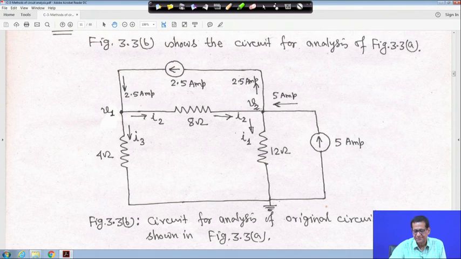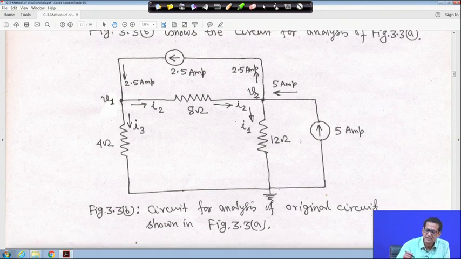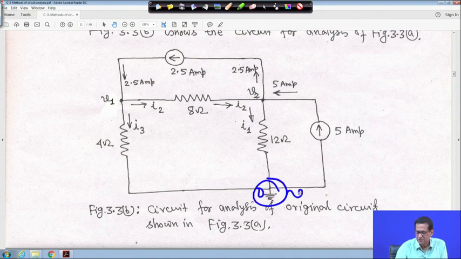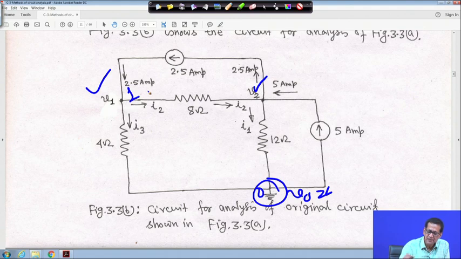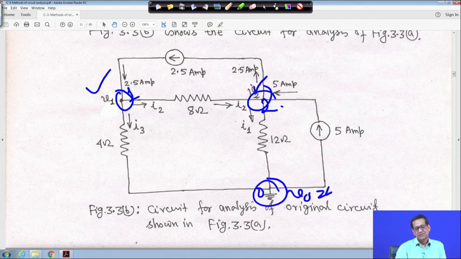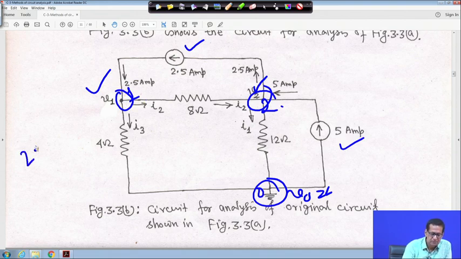So, this is the detailed circuit. This is your reference node, marked O, and I told you that V0 is equal to 0, and this is your voltage V1, this is voltage V2. Now, this is your node 1 and this is your node 2. So here at node 1 you have to apply KCL, and at node 2 you also have to apply KCL. Look, this 2.5 ampere is an independent current source, this is also an independent current source, and this current is entering node 1. So it is your incoming current, which is equal to I2 and I3, these are leaving node 1.